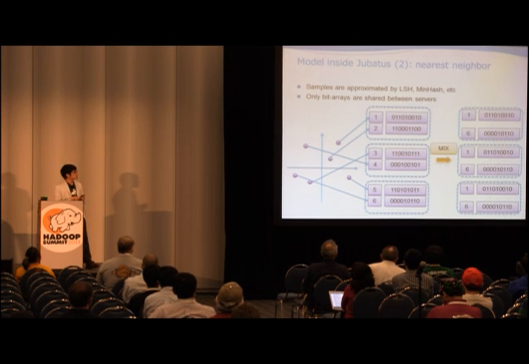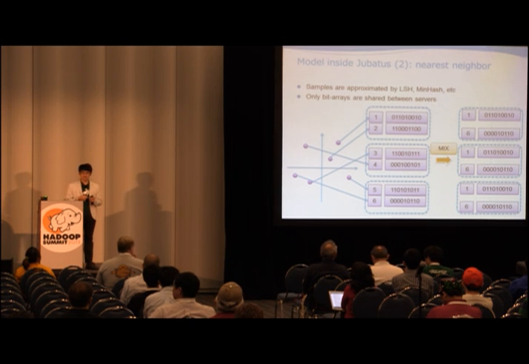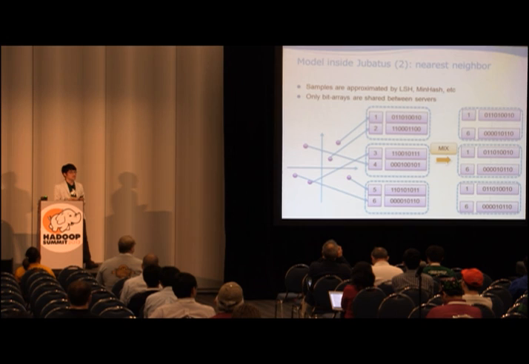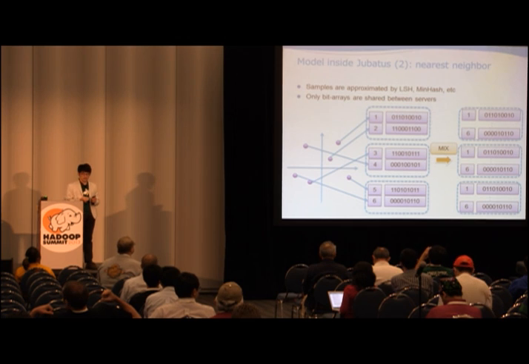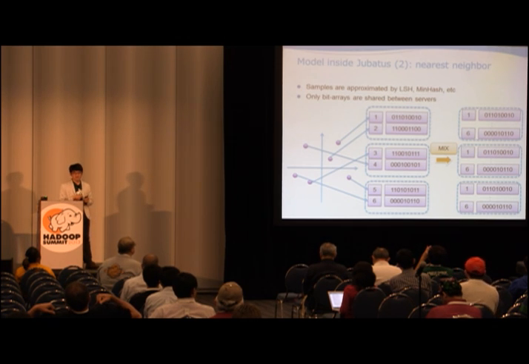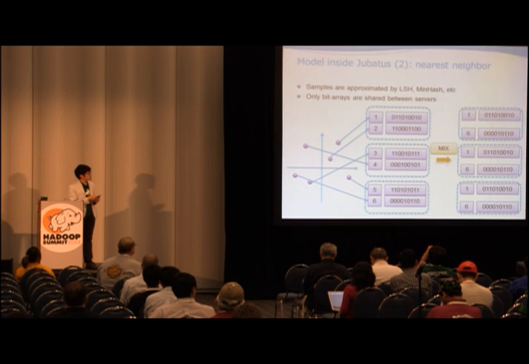And another model format is nearest neighbor based, where we have hash values in each server corresponding to each original sample, and these hash values can be used for approximate distance computation. So only bit arrays are shared between the servers, based on the mix operations. We can execute any kind of nearest neighbor query based on the mixed model on each server.